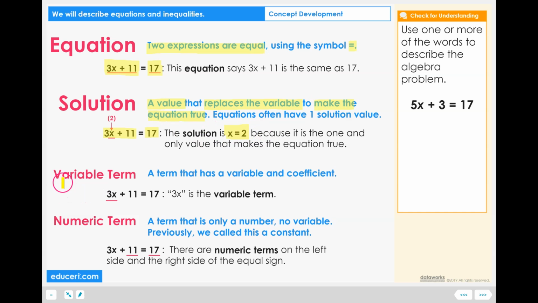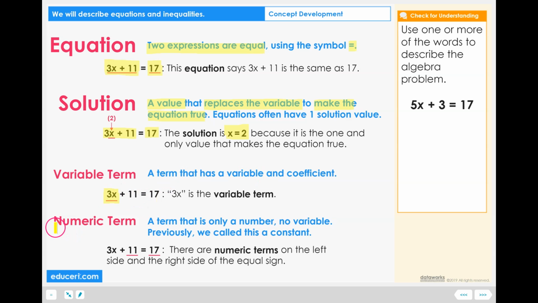The next phrase is variable term. A variable term is a term that has a variable and a coefficient. We have already been talking about a variable and a coefficient, and so now we're just officially declaring this as a variable term. So here's the variable term 3x. The other two terms are not variable terms. They do not have a variable.